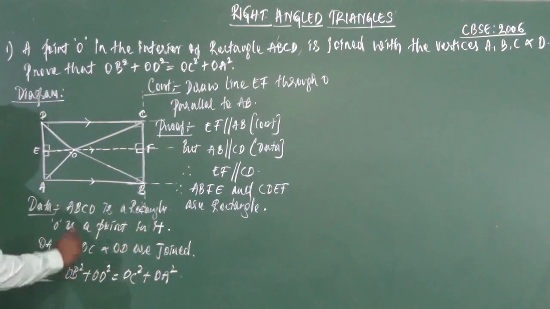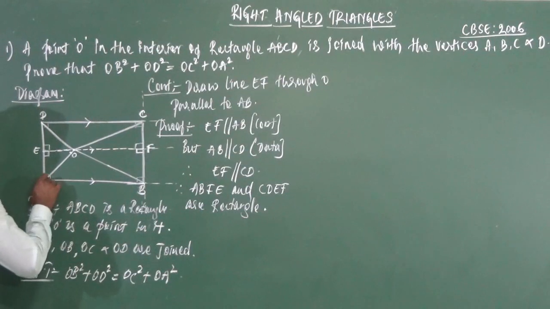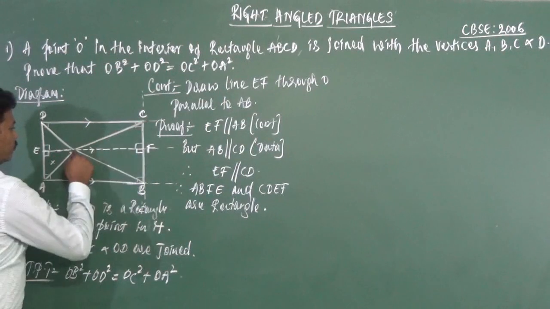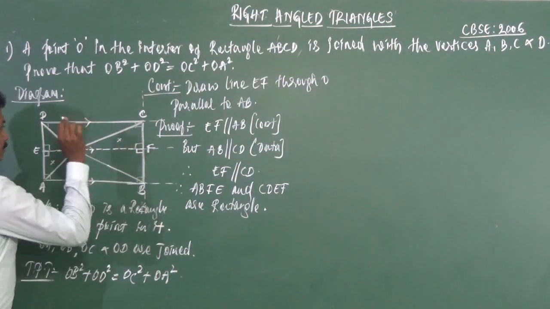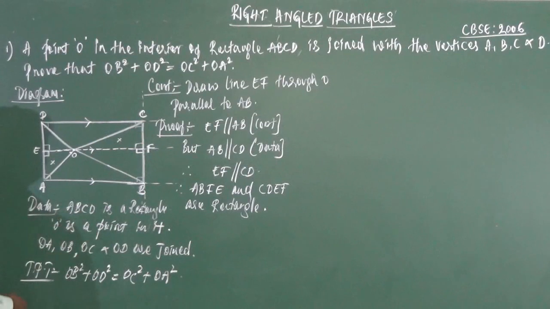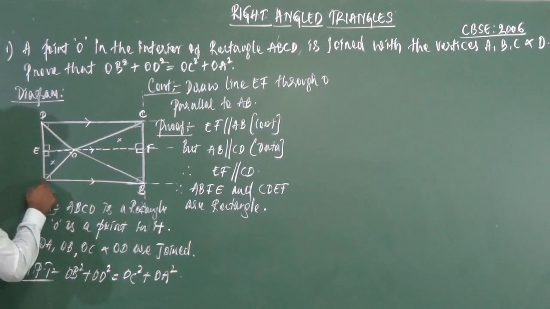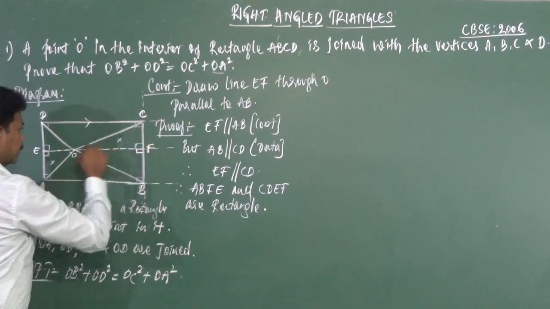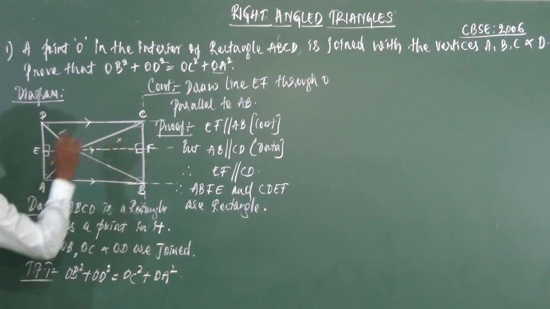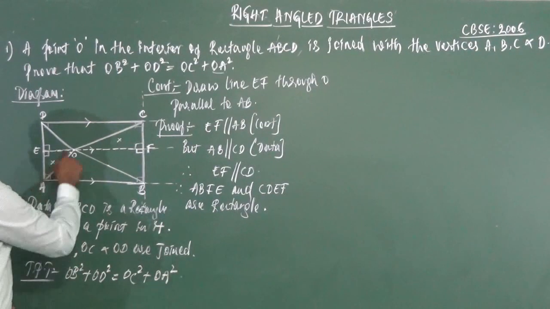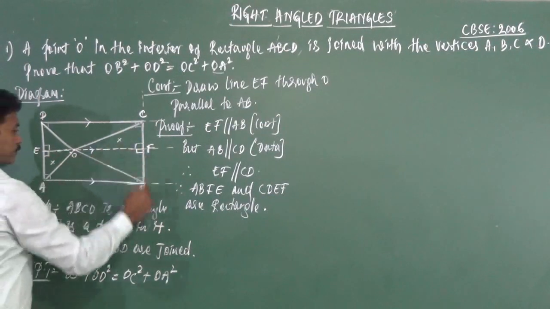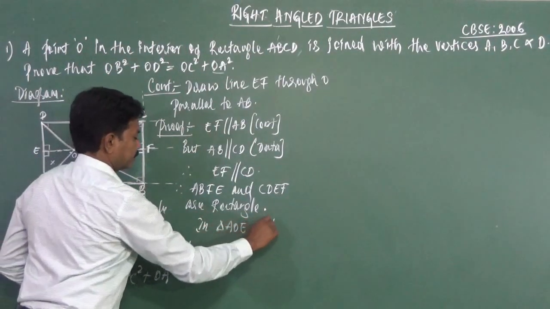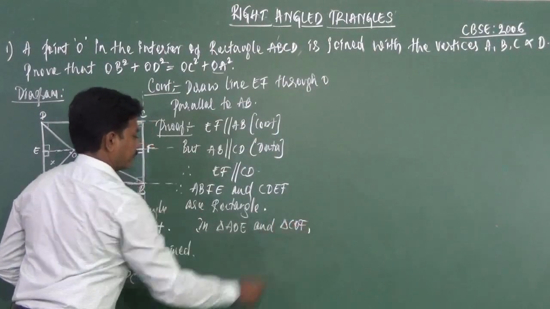Right. Now, we will select two triangles: triangle AOE and triangle COF. Why do we select these two triangles? Because here I want OA square, which is in this triangle, and I want OC square, which is in this triangle. Therefore, I select these two triangles. So, in triangle AOE and triangle COF.